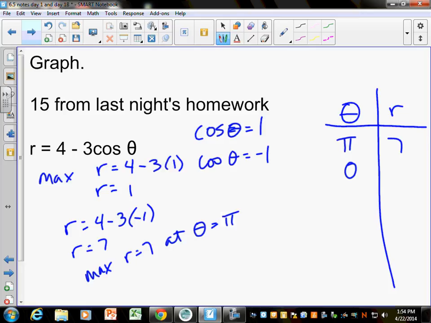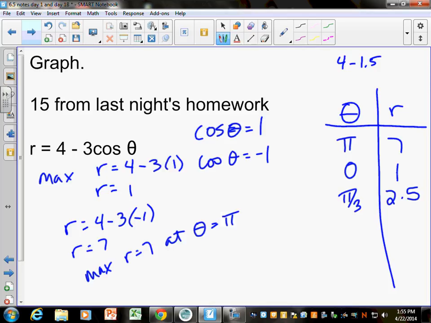I was trying to just use what we did already. If I plug 0 in for cosine, do I get 1 for r? That's what we just did over there. 1. What else should I do? Let's pick some points and see what happens. If I pick pi thirds, trying to pick ones I can do nicely in my head, what is the cosine of pi thirds? 1/2. So then that would be 4 minus 3 times 1/2, or 4 minus 1.5, so that's 2.5. Again, you can do these all on your calculator. Make sure you're in radian mode.